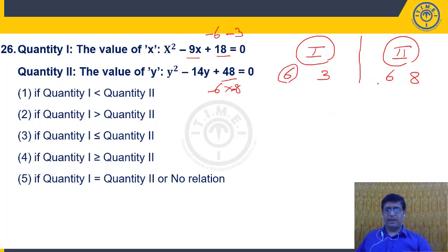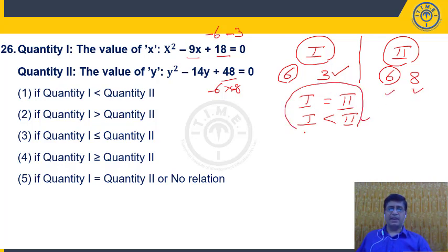Quantity 1 and 2, if you observe, both are equal here. And for this value, 6 is equal to 6 and 3 is less than 8, and 3 is less than 6 as well as 8. It is supporting this. Combining these two, what is the conclusion? 1 is less than or equal to 2. 1 is less than or equal to 2 means what is the right choice? Option number 3. The third choice is the right choice.